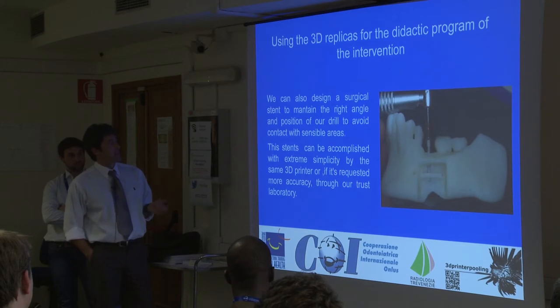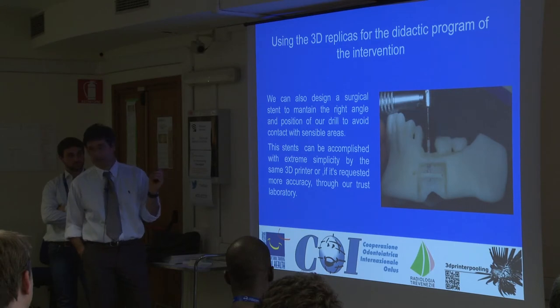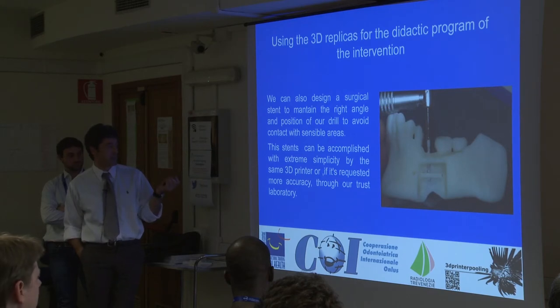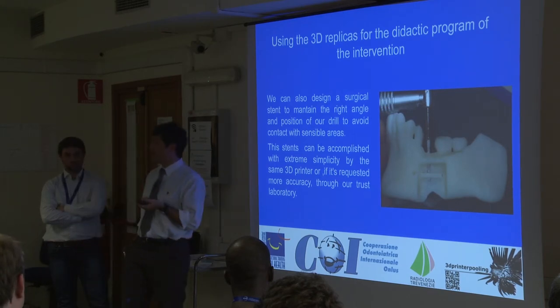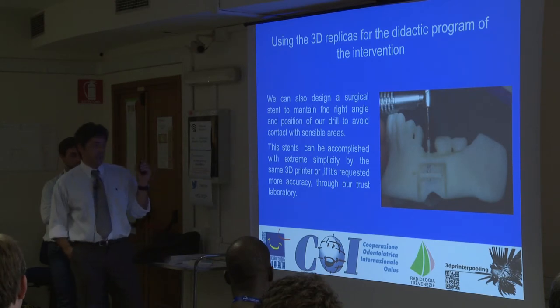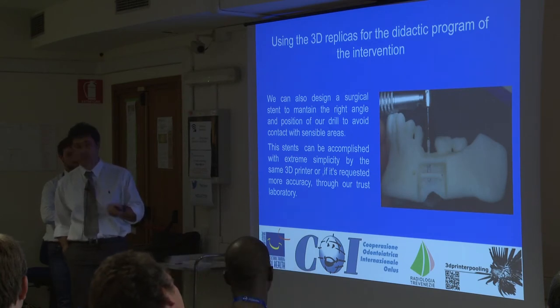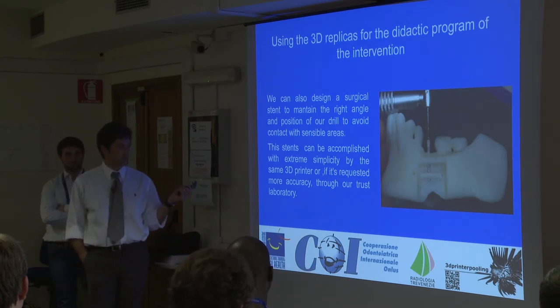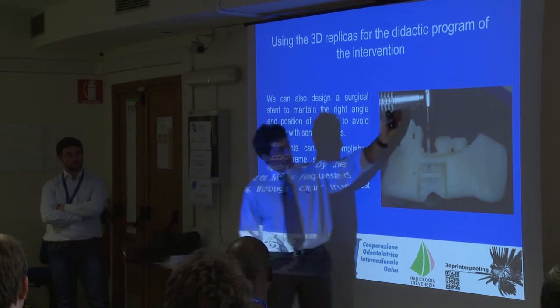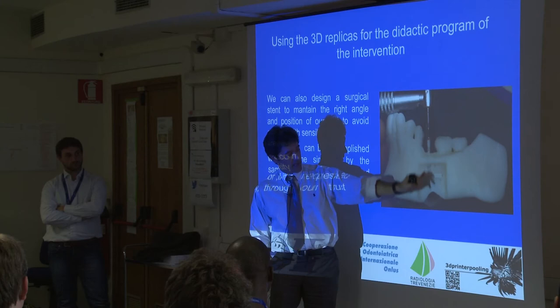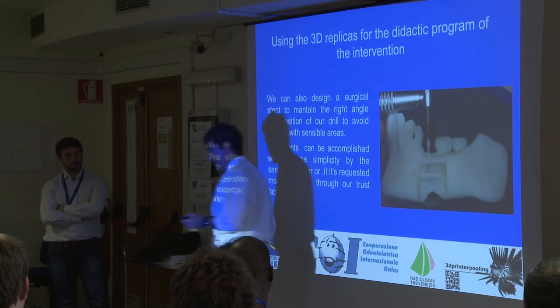We can also design a surgical stent to maintain the right angle and position of our drill to avoid contact with sensible areas. These stents can be accomplished with extreme simplicity by the same 3D printers with a couple of dollars. And if I decide that I need more accuracy, I can ask my trusted laboratory to give me one by a 3D professional printer. But it costs $500 to me and to the patient. So I can angulate my drill to not touch the nerve and to use all the bone I need.